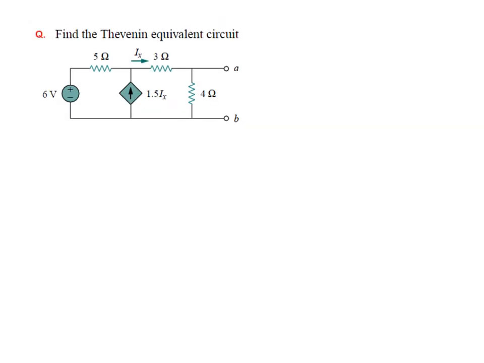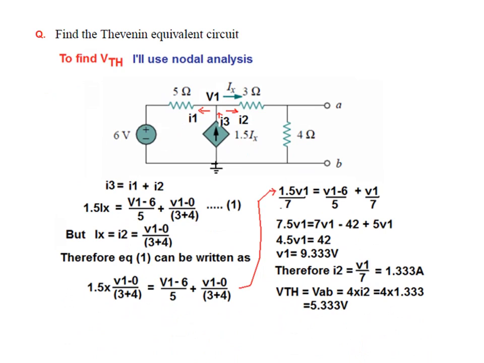Here's another example, similar type. We have to find the Thevenin equivalent. So first of all, we need to find VAB. By nodal analysis, we have taken the KCL equation here, and by solving the details, you can find the V Thevenin to be 5.33 volt. I'll not explain this in detail, but you can pause the video and go line by line. I'm sure you'll be able to follow this.